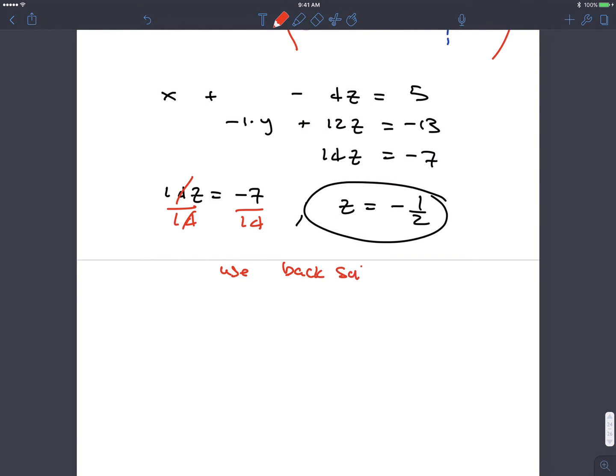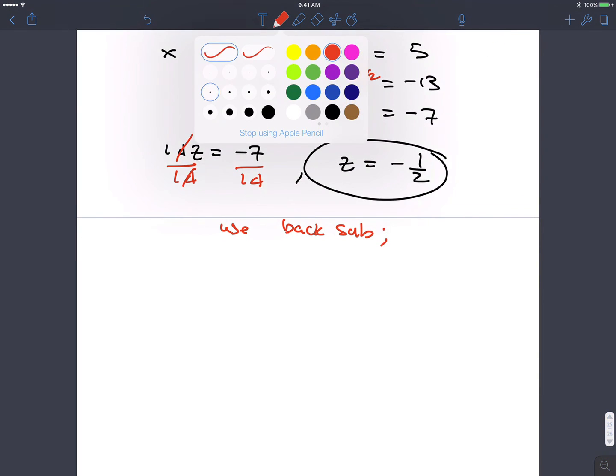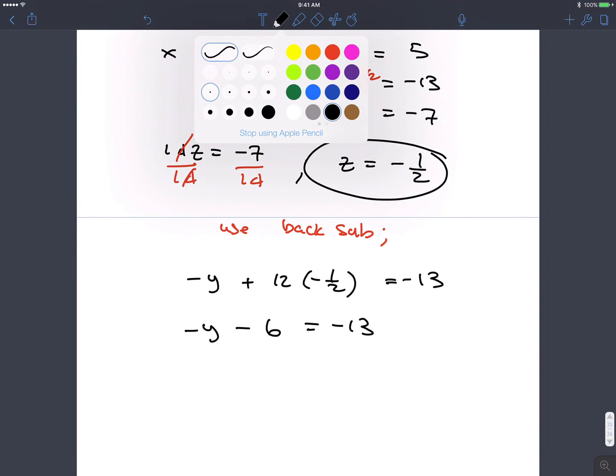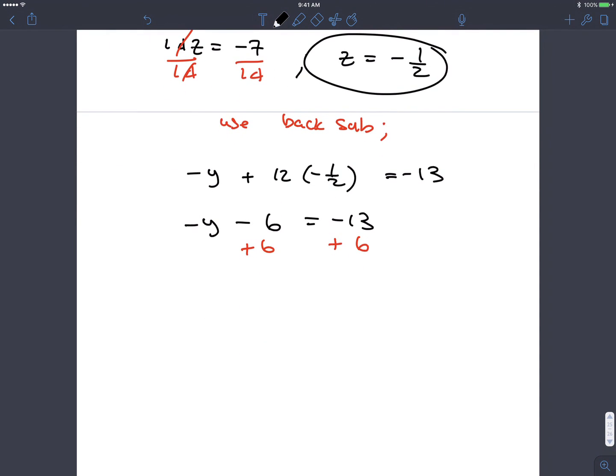Use back substitution and go back. Z is -1/2. What that means here is -y plus 12 times -1/2 is -13, or -y minus 6 is -13. Add 6, and what do you get for y? You get -y is -7. Divide both sides by -1, and you end up with y being +7.